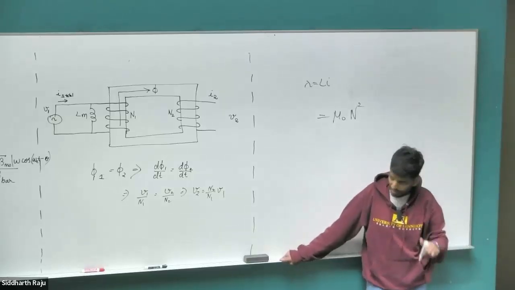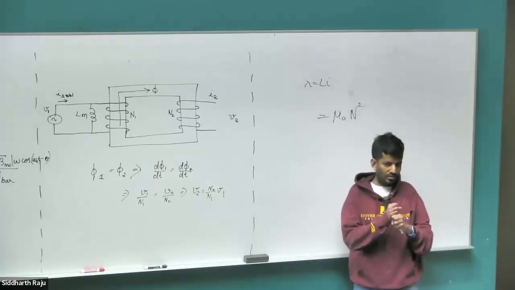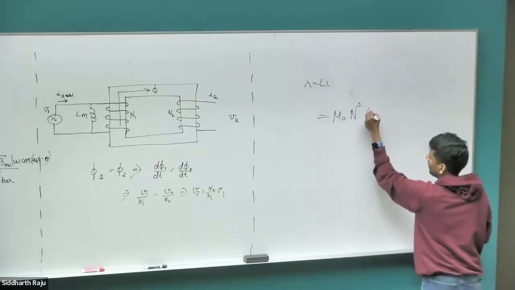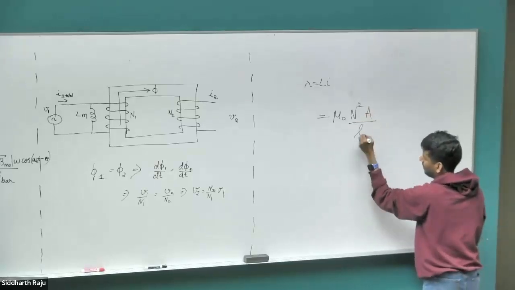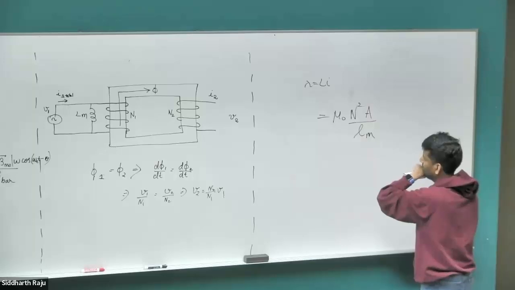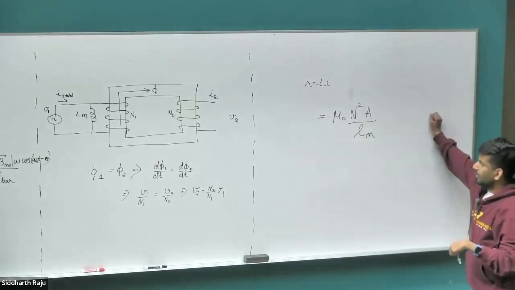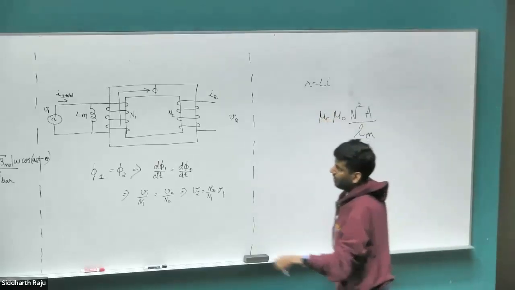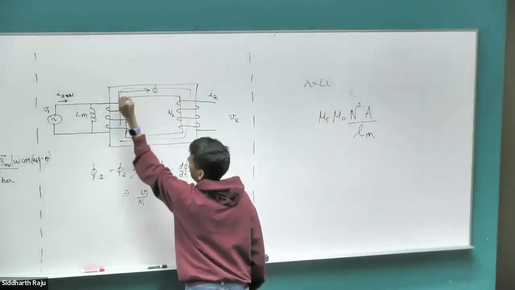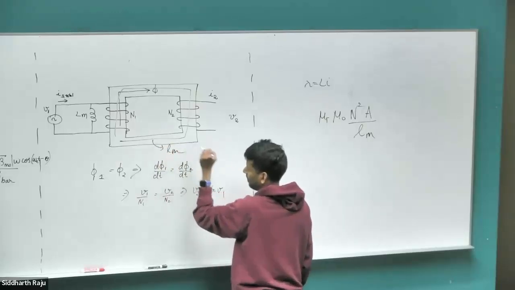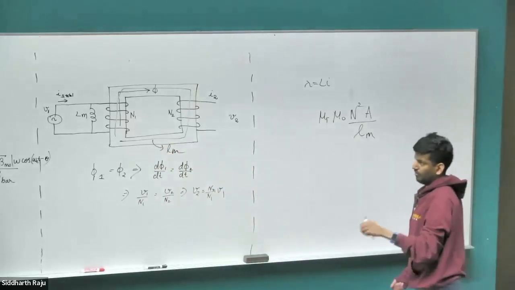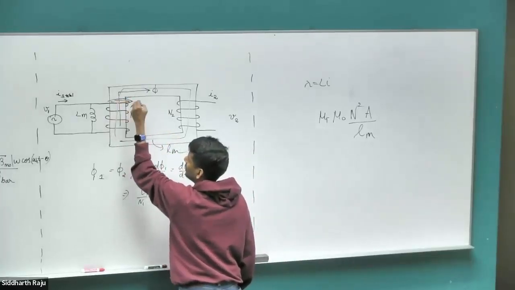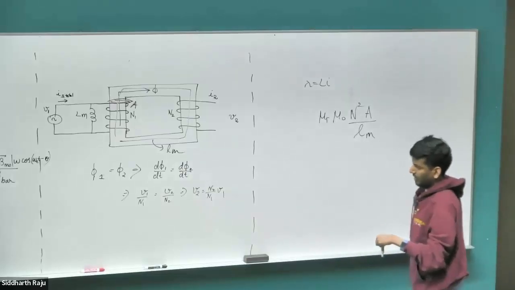Area and length. Area comes in the numerator, length in the denominator. Area in the numerator, perfect, because it's a measure of flux. And then the length is the measure of the reluctance. So mu naught n squared A divided by L. And since we have an iron core, it's going to be mu r. And the mean length of the core is going to be Lm, assuming that the cross-section is uniform across all of the area. That was our aim there, right?